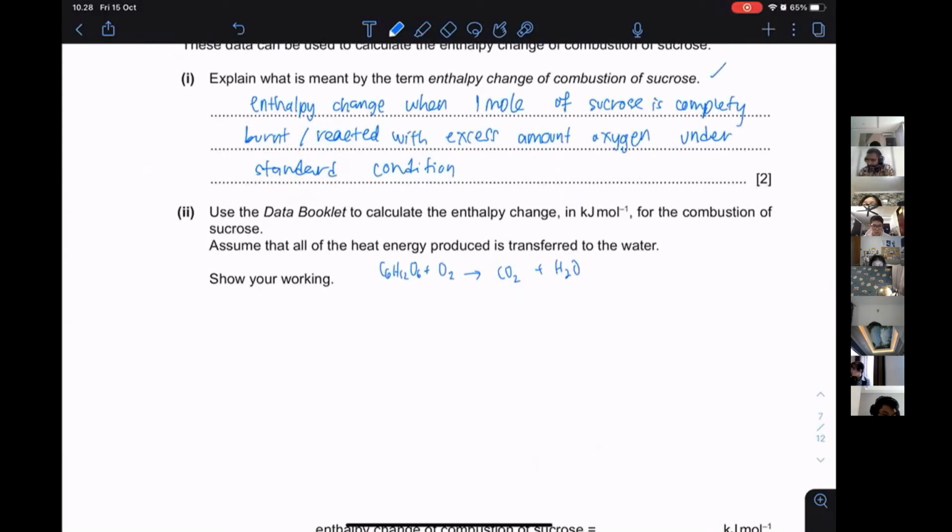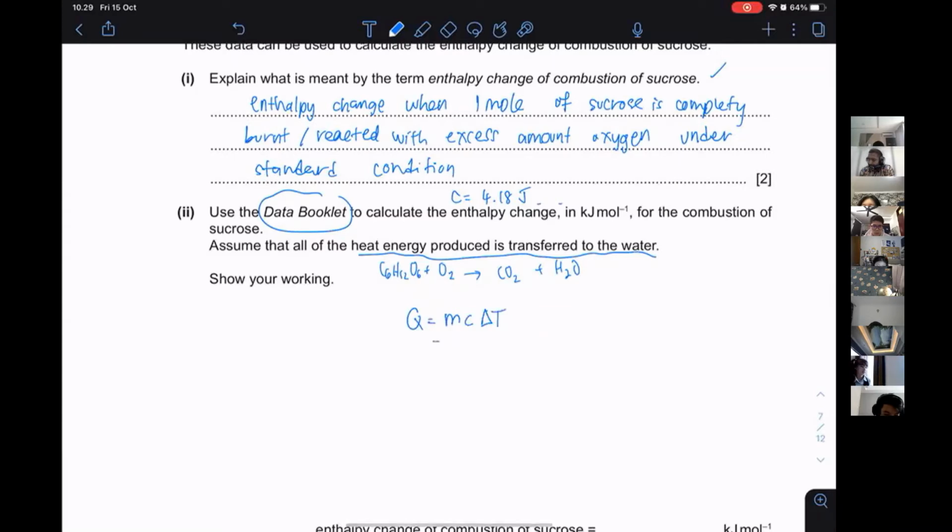Now use the data booklet to calculate the enthalpy change. Here you see the heat energy is all transferred to water. The data they want you to use is just to find the C, which is 4.18, in joules. So basically we will use Q equals MC delta T.